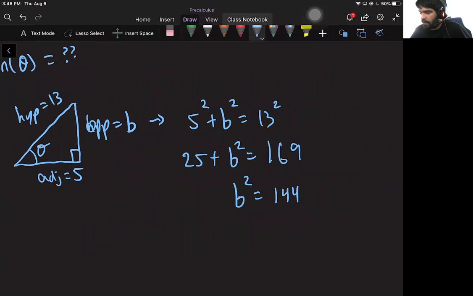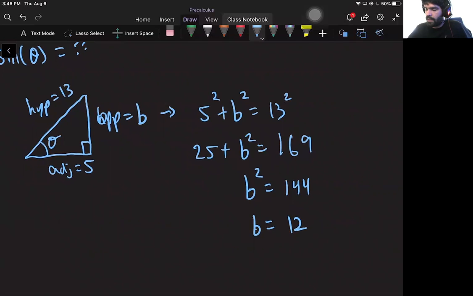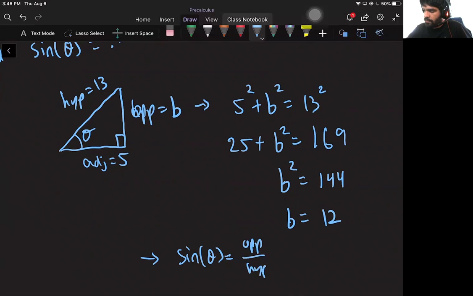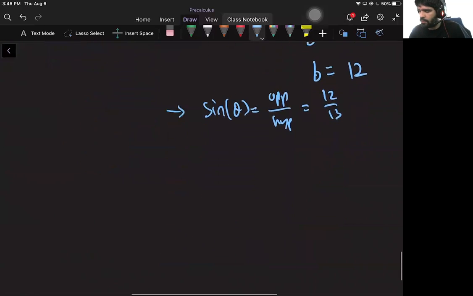I did not look that up ahead of time. I get 144. The square root of 144 is 12. So that gets me 12 as the opposite side length. Then to figure out what sine of theta is, I just need the opposite side over the hypotenuse, so that's going to be 12/13. Okay, so that's how you work these triangles that are just sort of floating in space.